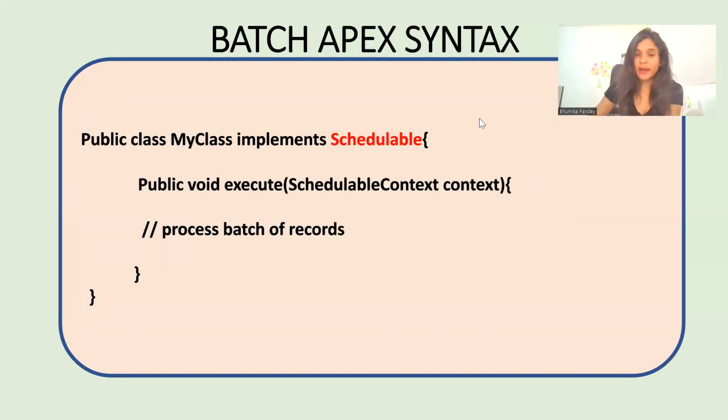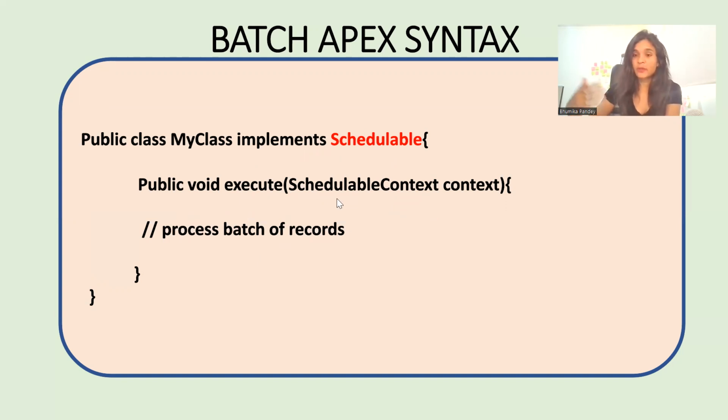If you have to write a schedulable class, this is the way to write it. There is a Schedulable interface, and when you create a class, you have to implement that interface. That interface has just one method, the execute method, so you have to implement that method. Inside this method, you can write your logic directly. For example, if you want some accounts to be updated, you can query the accounts and make the updates. Once this class is ready, you can schedule it. I'll tell you how to schedule the class, so don't worry about that. That is one way of doing it.